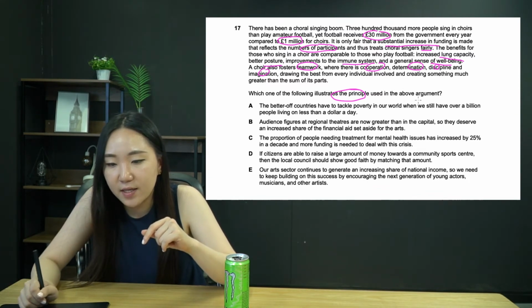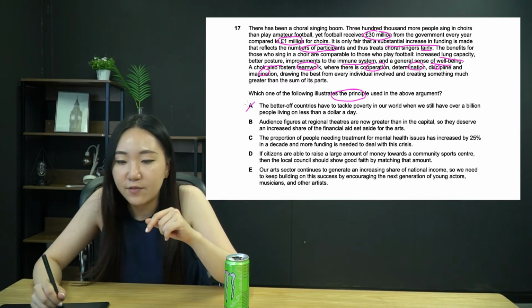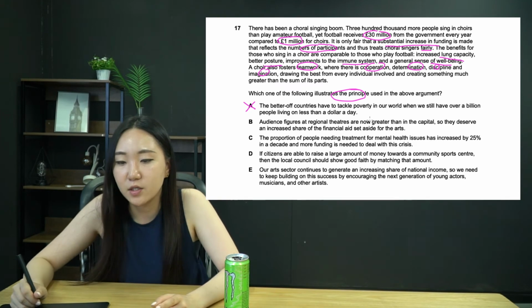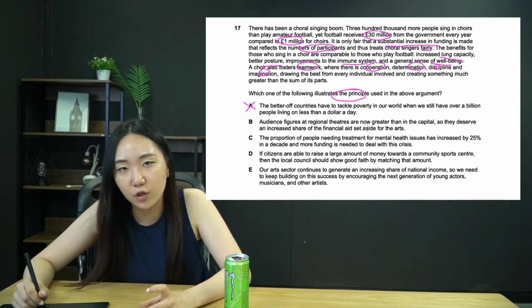So let's look at A. The better of countries have to tackle poverty in our world when we still have over 1 billion people living on less than $1 a day. That is not really the same principle. That's not really to do with more people equals more funding. It's relating to different groups.